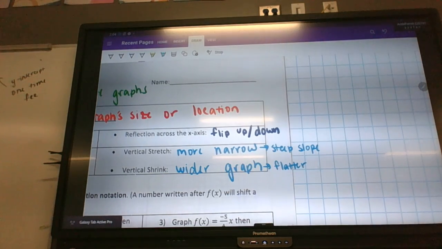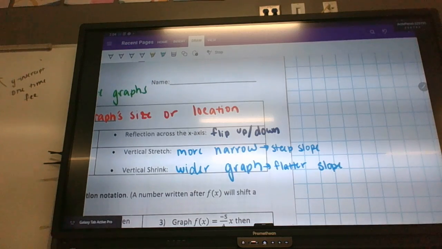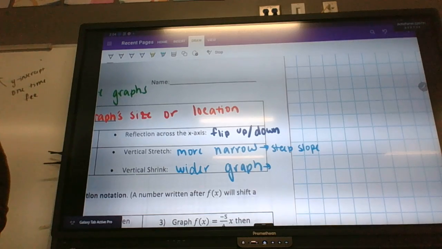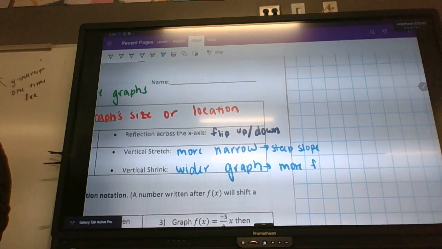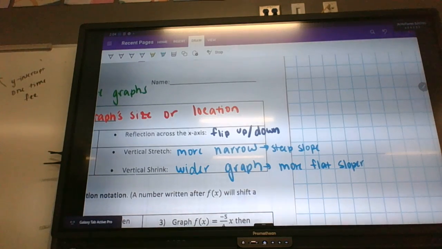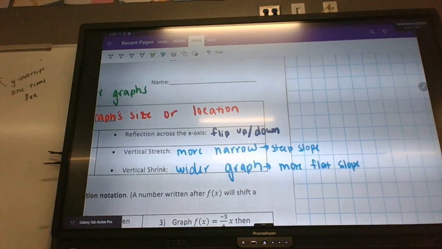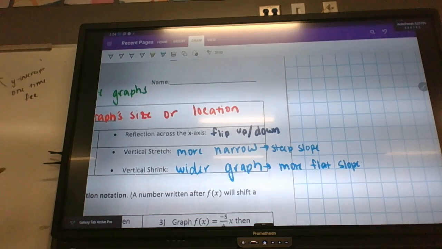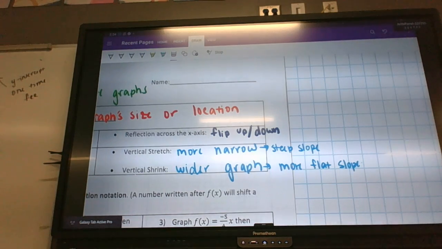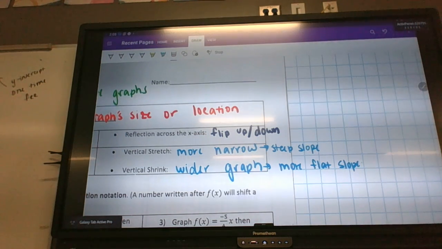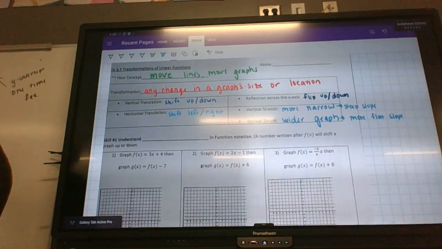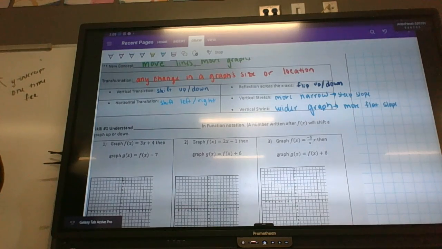Is flatter a word? I think it should be more flat, but I better just do it right. I don't think flatter is a word, so I'm gonna say a more flat slope. Well, you could flatter somebody, like compliment them, but as far as something being flatter, that's a flatter pancake. I don't know. I'm gonna go with more flat. Steeper, is that the word? I think steeper is the word.